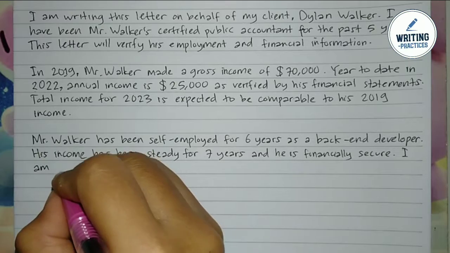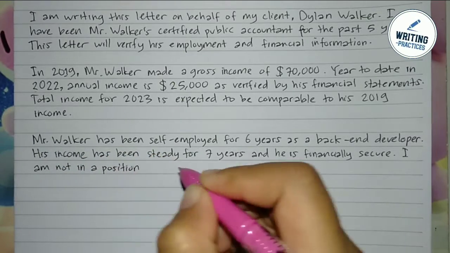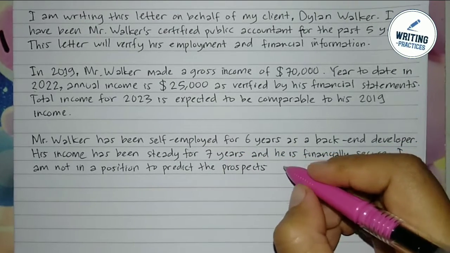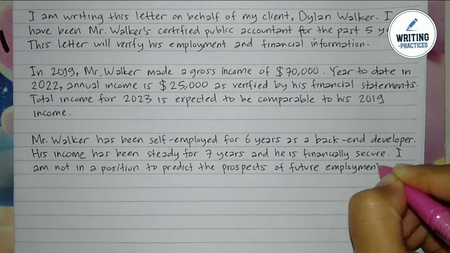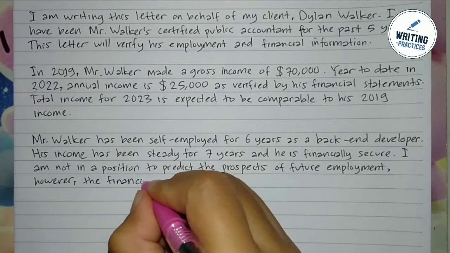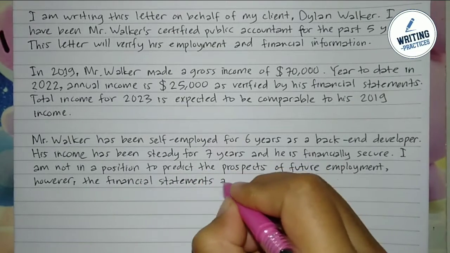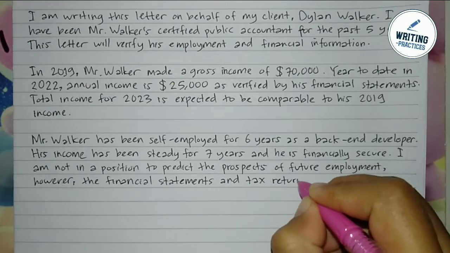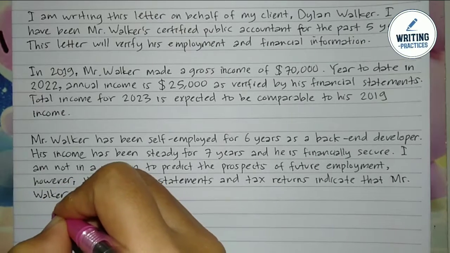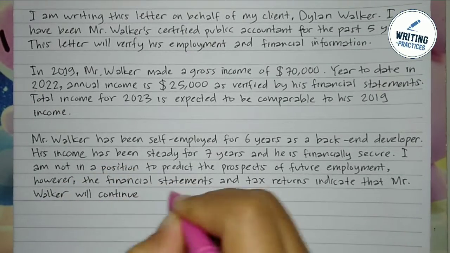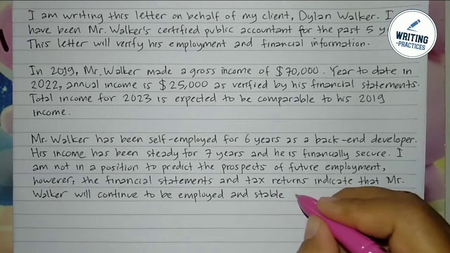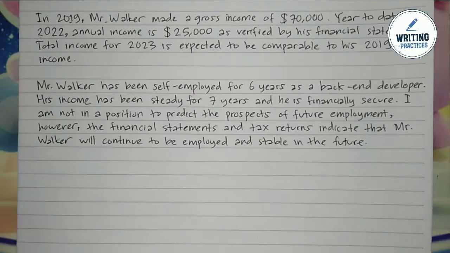Now, talk about your position. You can politely write that you are not in a position to predict the prospects of future employment. And then, convince the recipient that your client is really stable financially. Therefore, you can write, however, the financial statements and tax returns indicate that the client will continue to be employed and stable in the future. Just make it simple but convincing. You don't have to be poetic here, like talking about your client's personality in work and so on. Nope, it is not necessary.